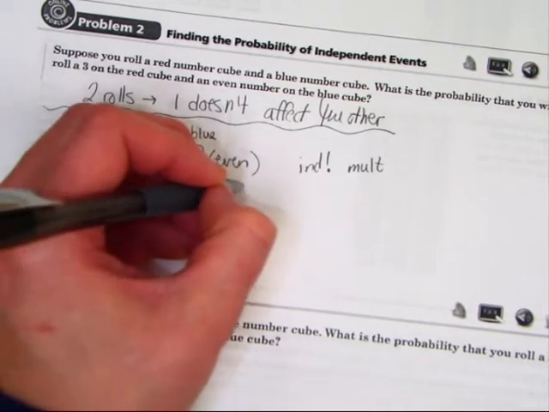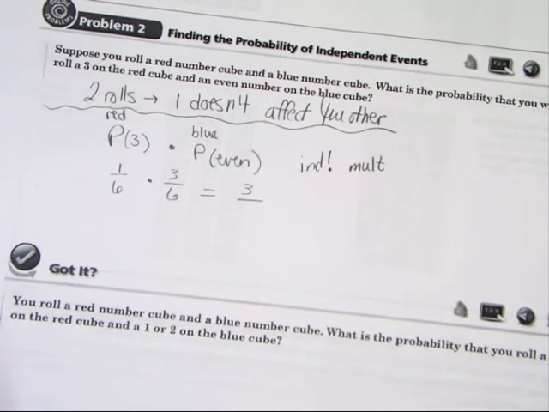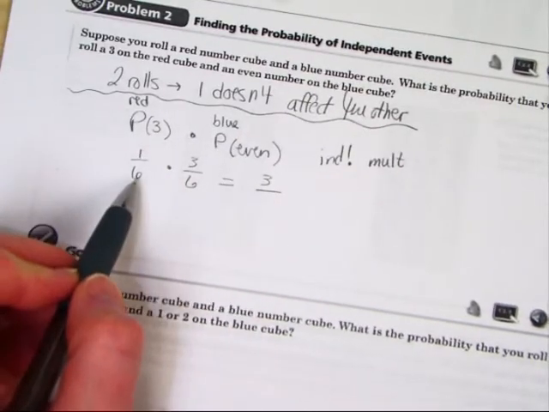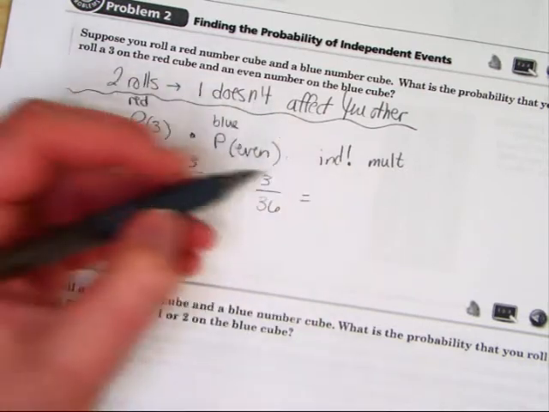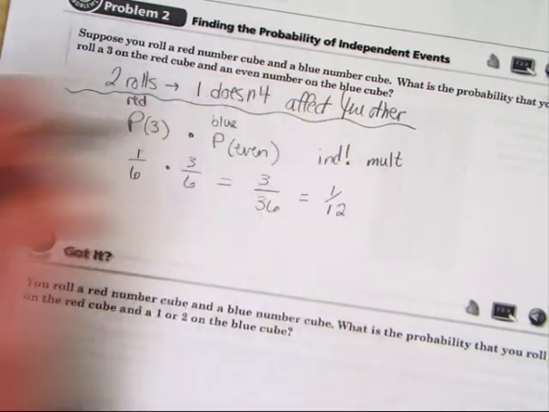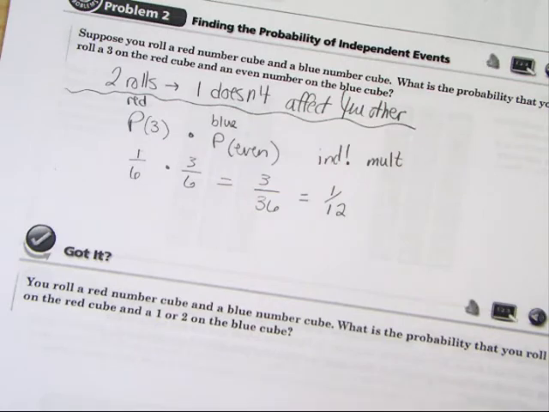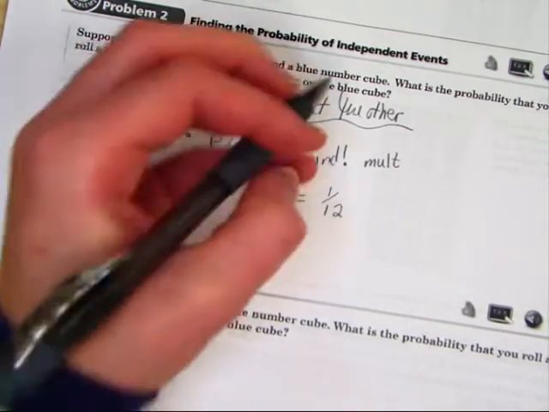1 times 3 is 3, and here's where people might get mixed up. You don't leave this as 6, because 6 times 6 is 36, which reduces to 1 out of 12. So there's a 1 in 12 chance that you're going to get a 3 and then an even.